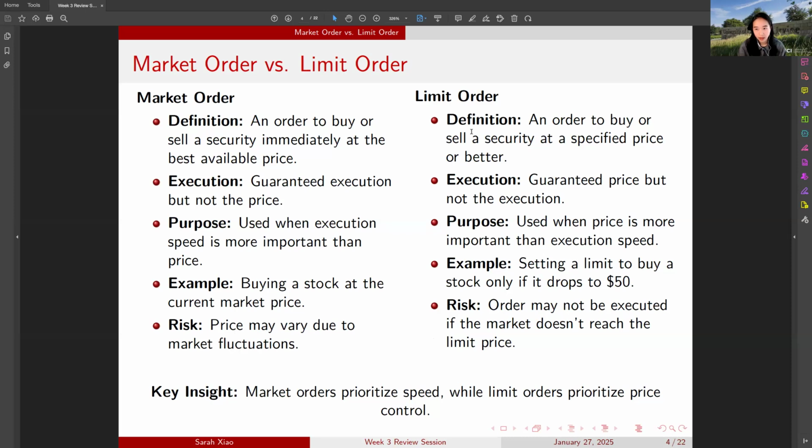And the limit order is an order to buy or sell a security at a specified price or better, which guarantees the price but not the execution. The purpose is to use the limit order when price is more important than execution speed. One simple example is to set a limit to buy a stock only if it drops to $50. The risk involved in the limit order is that the order may not be executed if the market doesn't reach the limit price.